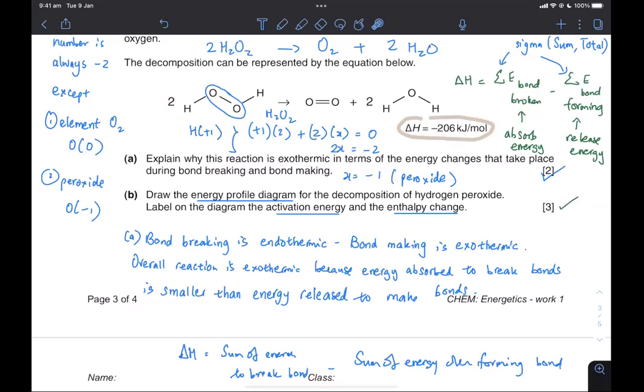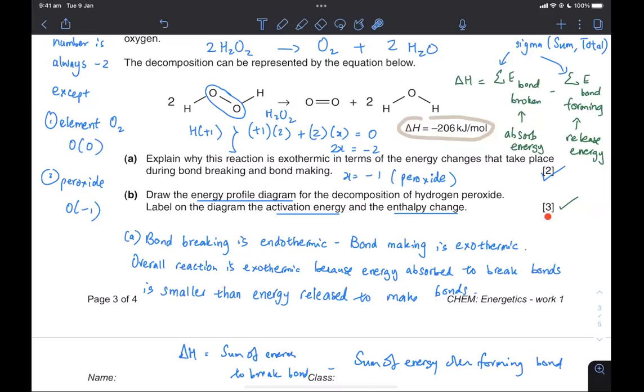You are forming 1 mole of this oxygen-oxygen double bond, and you're forming 4 of these OH because in one molecule you have 1 and 2, in 2 molecules you have 4 altogether. But they don't ask you for the calculation here, they do in the work 2, that was part of the multiple choice questions.